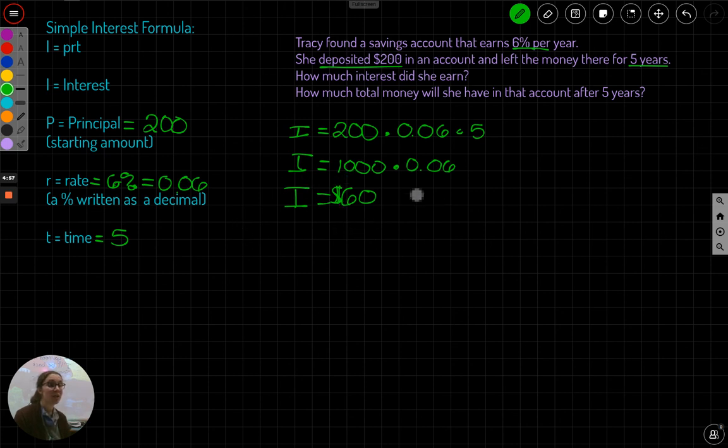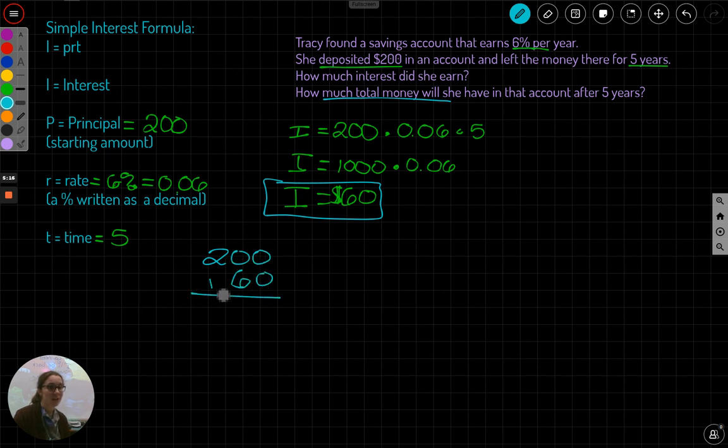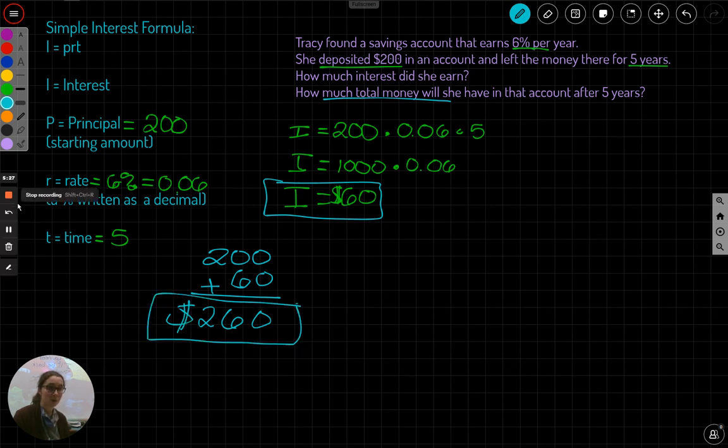So how much interest did she make? She made $60 in interest. But that's not the last part of the question. The last part of the question is, how much total money will she have? Well, she started by putting $200 in, and she earned $60 in interest. So all we have to do here is add these together, and bam, $260 is how much money she has in her account at the end of it all.